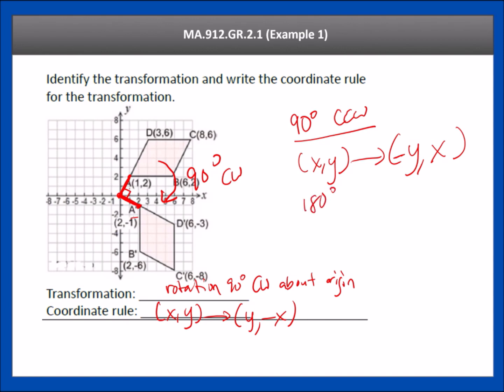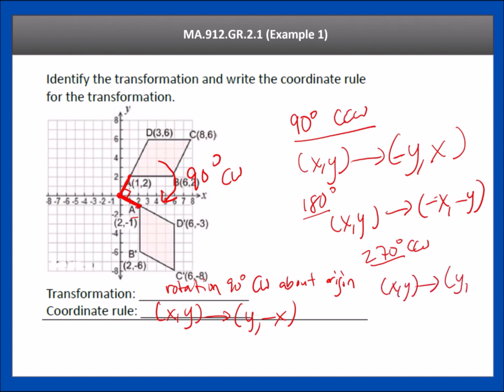For 180 degrees, you take the coordinate and you negate both the x and the y coordinates. So x, y goes to -x, -y. And then finally, if I do 270 counterclockwise, then I take the coordinate, I switch the coordinates, and I negate the second one. So this is going to be y, -x. All right, those are the coordinate transformation rules.